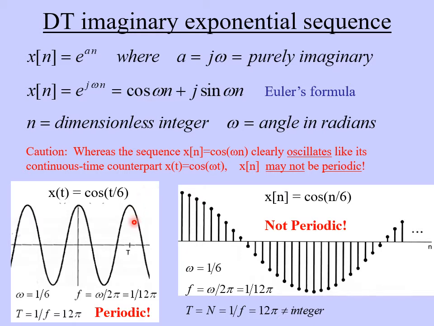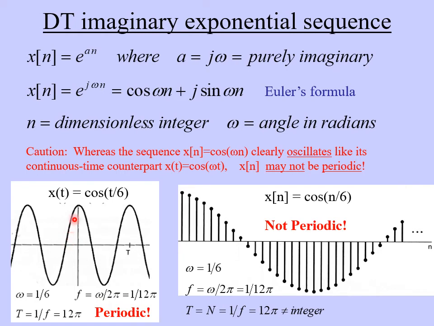So let's go back to continuous time. If I have a function x of t equal to cosine of t over 6, and that's plotted here, remember this is a continuous time function. Then by inspection, I can see that my frequency is the number in front of the t, so it's 1/6. That's my omega, my radian frequency. The physical frequency is then omega divided by 2 pi, which is 1 over 12 pi, because omega is 1/6.